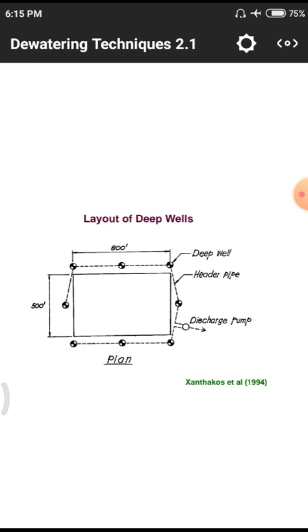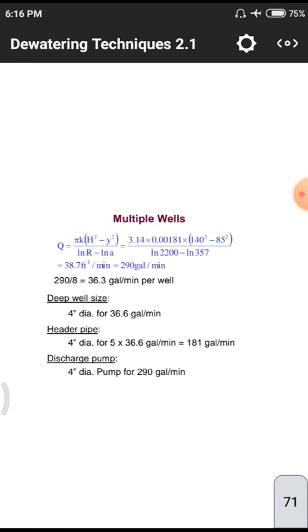Layout of the deep wells means the plan of how we need to arrange these deep wells in a sequence. For that we connect them one to one by using synthetic materials. Why? Because synthetic materials have the capability to carry the water from one field to another, that means from one well to another well. Definitely there may be a connection. This is the multiple well formula.